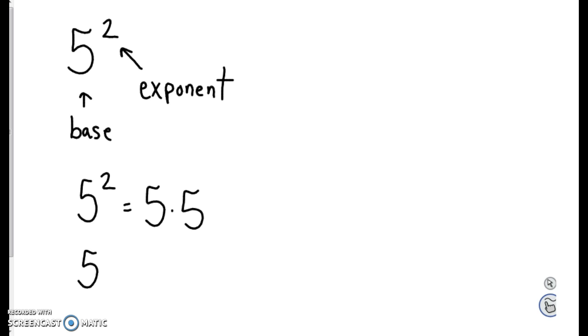If I had 5 raised to the power of 4, that would be 5 times 5 times 5 times 5. Again, here our exponent of 4 tells us that we're going to take our base 5, and we're going to have 4 of those bases that we're going to multiply together.